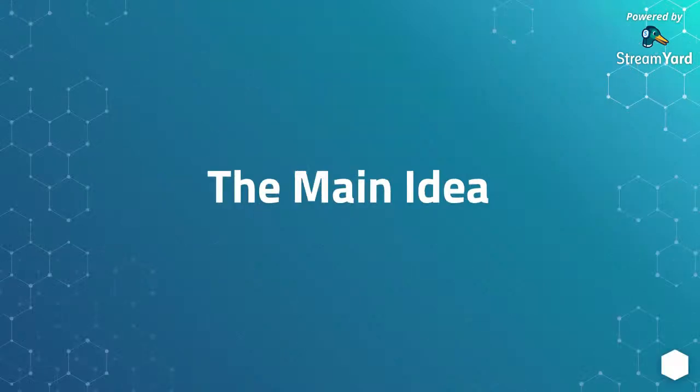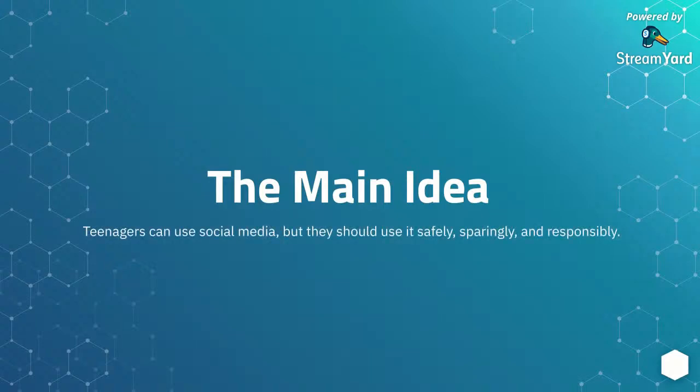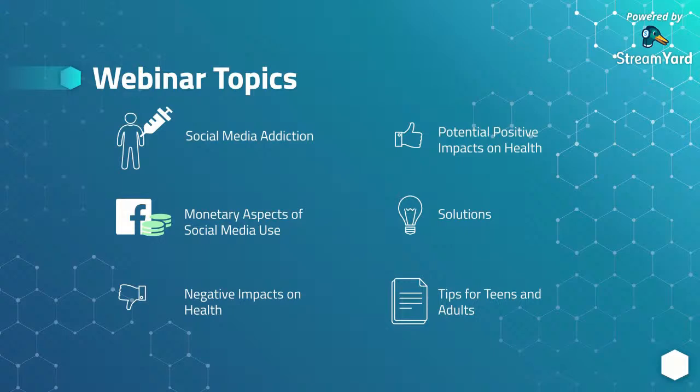Before we actually start with the content, I'll go over the main idea and the webinar topics. The main idea: teenagers can use social media, but they should use it safely, sparingly, and responsibly. And that applies to adults too. We're going to talk about social media addiction and the different aspects and monetary aspects of social media use. We'll also talk about the negative impacts on health and potential positive impacts on health. Finally, we'll discuss solutions and some tips for teens and adults.